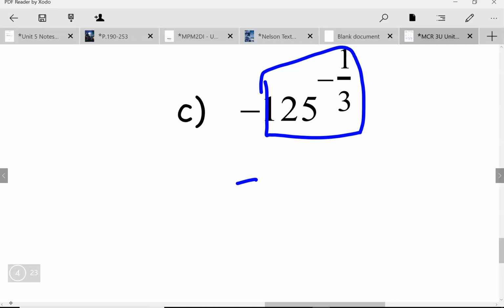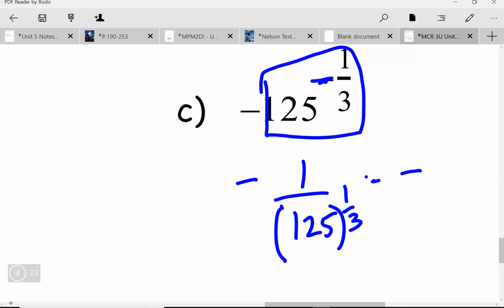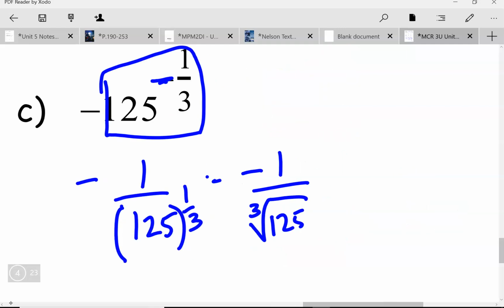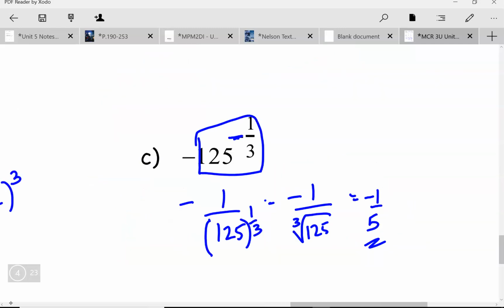So 125, first I have the negative in the exponent, so I'm going to move this 125 to the denominator, make this a positive exponent. 125 to the 1/3 is the cube root of 125, which is in fact 5. So this is negative 1 over 5. And that's my answer.